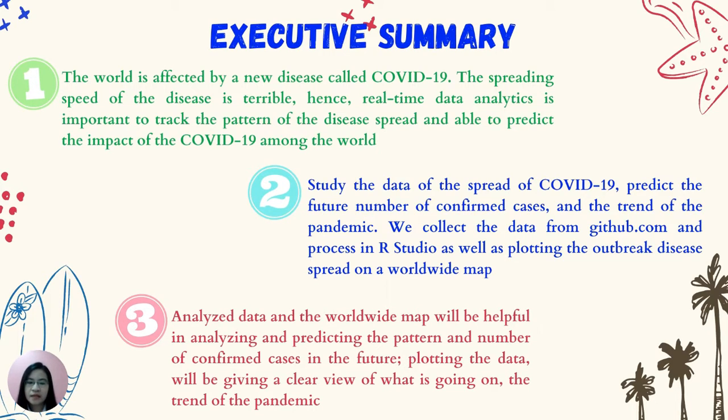Our project is to study the data of the spread of COVID-19, predict the future number of confirmed cases, and also the trend of the pandemic over 190 countries. We also collect the data from a website called GitHub and process the data in RStudio. In addition, we also plot the outbreak's spread on a worldwide map.